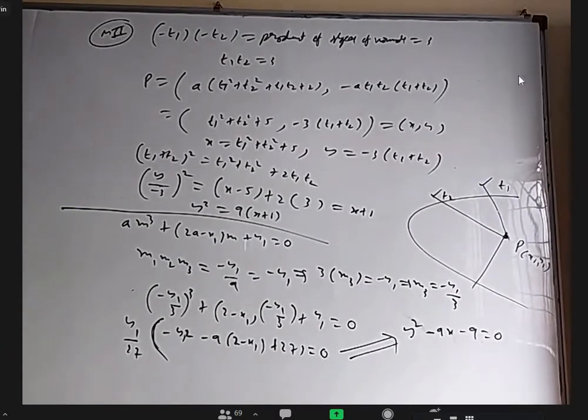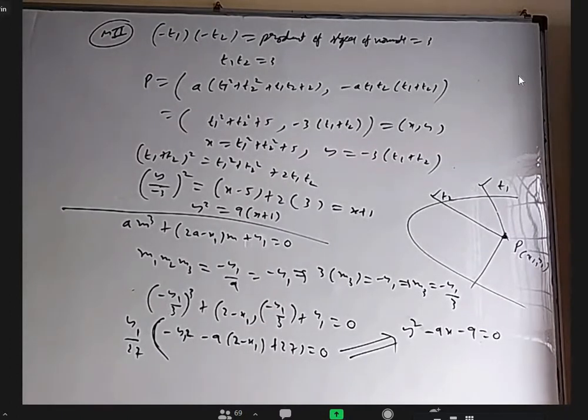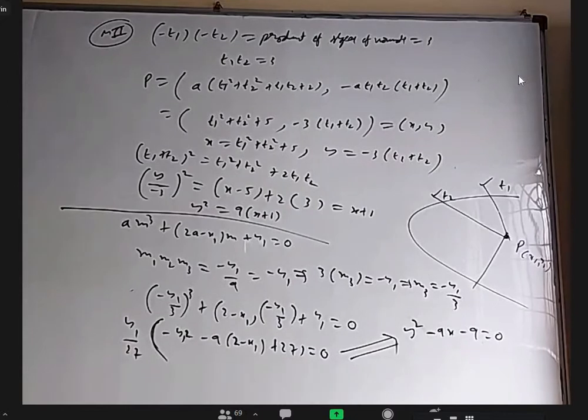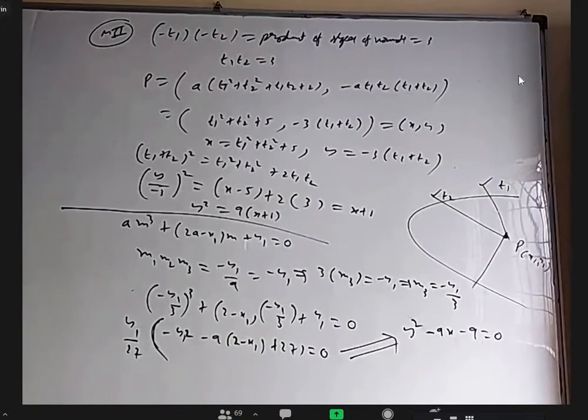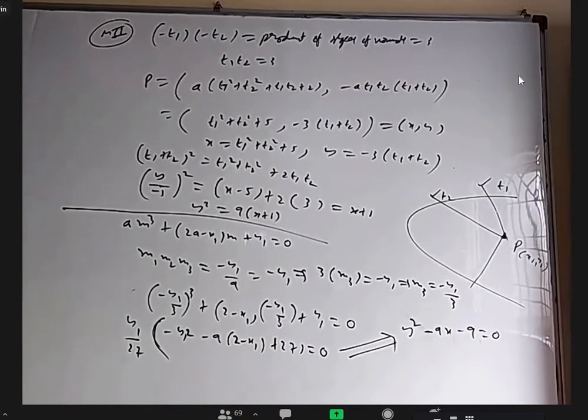So I simply used the (a plus b) whole square formula. T1 plus T2 whole square is T1 square plus T2 square plus 2 T1 T2. In the place of T1 plus T2, equating that y coordinate, I got y by something. And in the place of T1 square plus T2 square, using that x coordinate, I got x minus 5. And T1 into T2 is given as 3. Is it okay? Yes, sir.